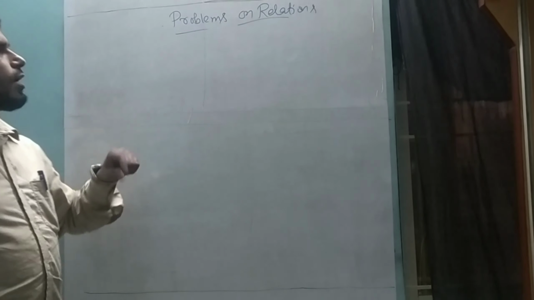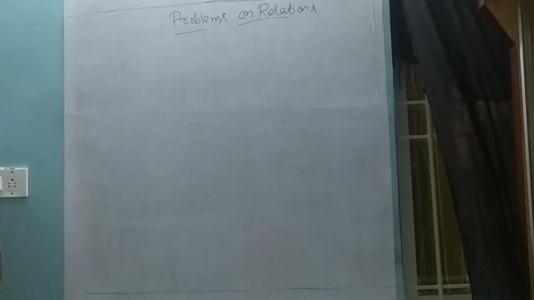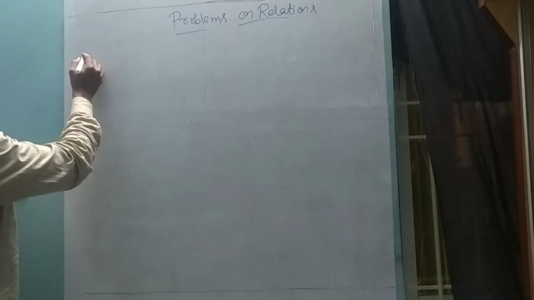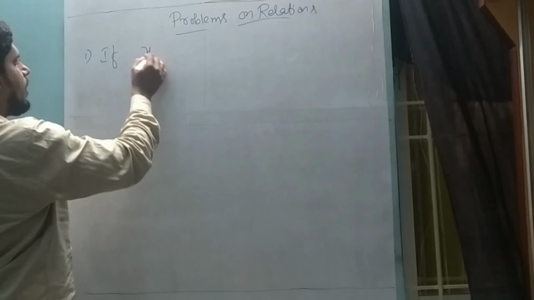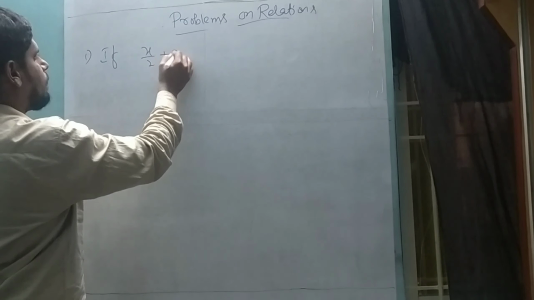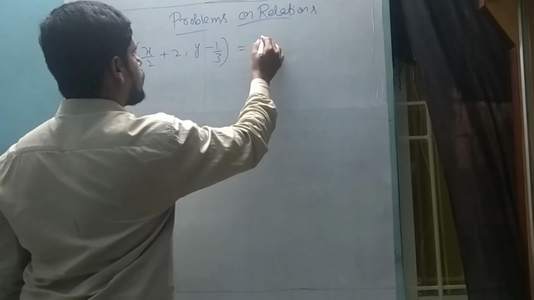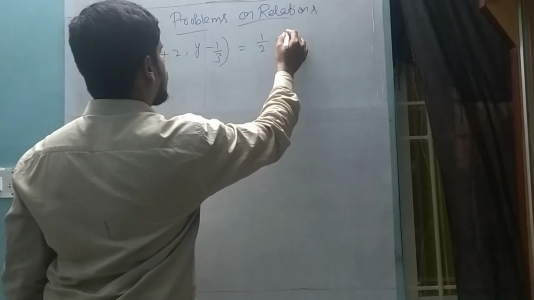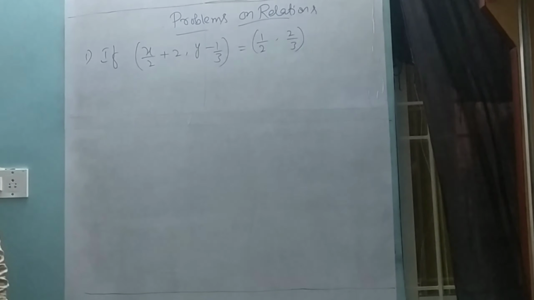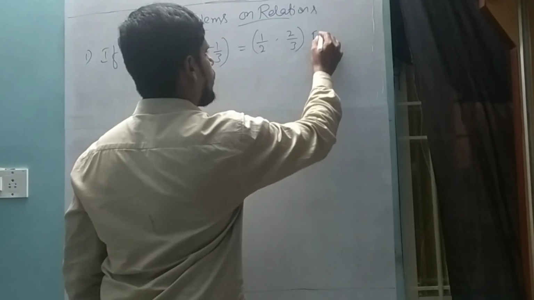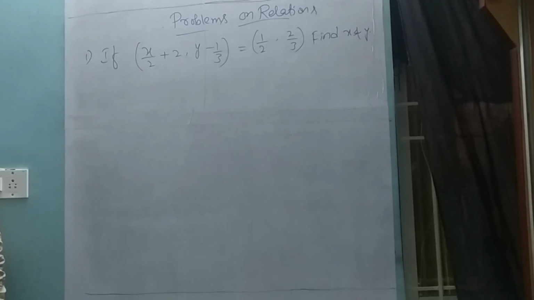As we discussed in the earlier video, before we go to the relation, we need the Cartesian product. Let us first solve problems on ordered pairs. Suppose I have an ordered pair (x/2 + 2, y - 1/3) equal to (1/2, 2/3). If I want to find x and y, let us see how we can find them.